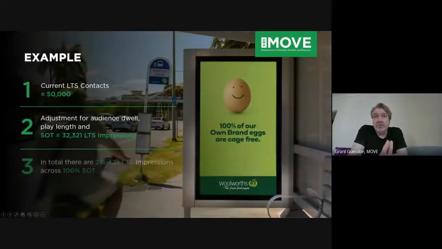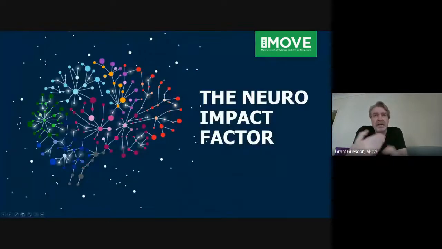So let's have a look at an example. Let's say this sign, its current LTS contacts was 50,000 in Move. That represents 50,000 people looked at this sign when they went past. Now we've adjusted it based on the audience dwell and the play length and the share of time. There may only be 32,000 impressions based on that combination of audience dwell, play length, and share of time. And in total, across all the advertisers on that sign, there would be 215,000 impressions. And it means that some people are seeing more than one advertiser while they're waiting for their bus or driving past or walking past. So that's how we got to the new audience numbers.